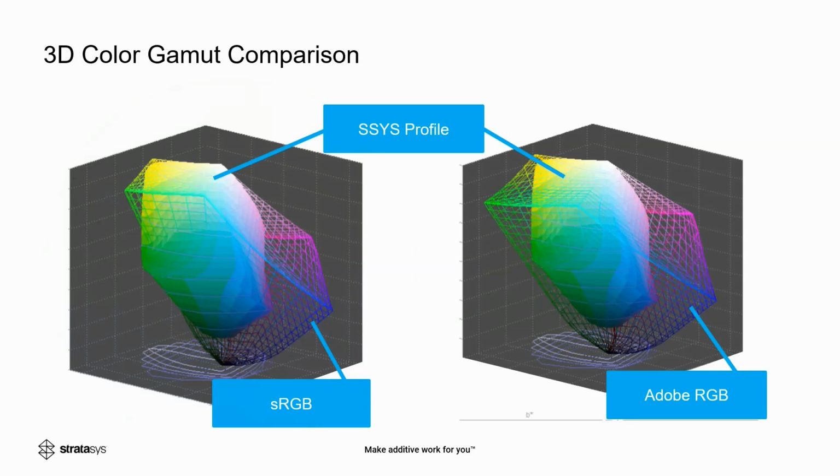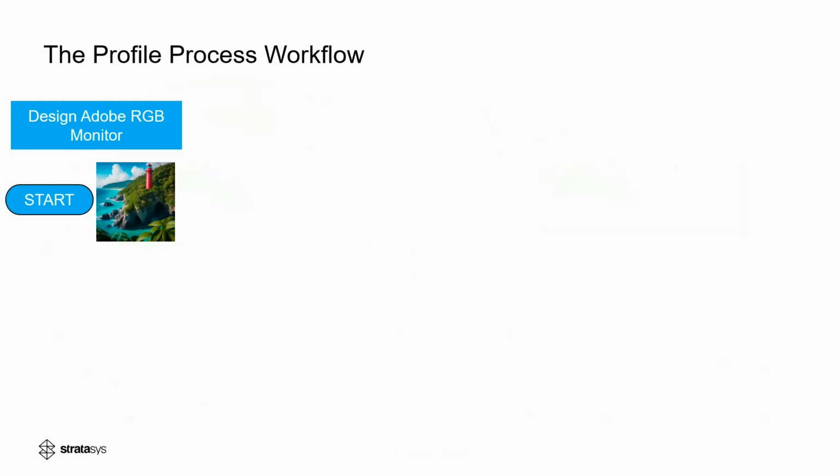In both cases, you can see that whilst the Stratasys gamut is smaller than both color spaces in total volume, there are areas of that CMYK color space that extend beyond the bounds of the RGB color space. So these are colors that you can technically print, but have no way to access using the RGB selection tools. So let's take a look at the process workflow just to round off this section.